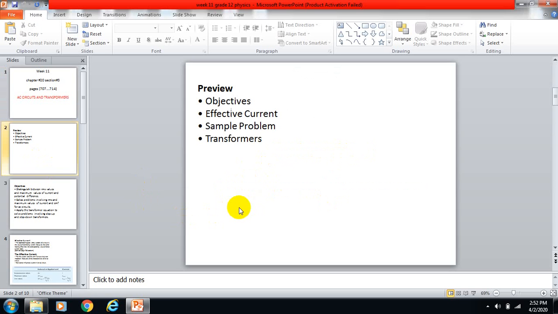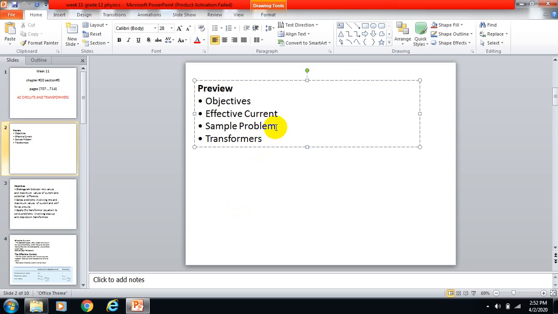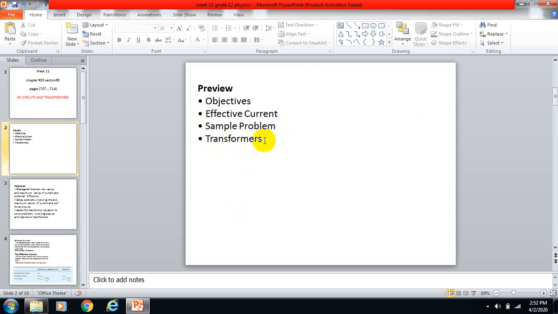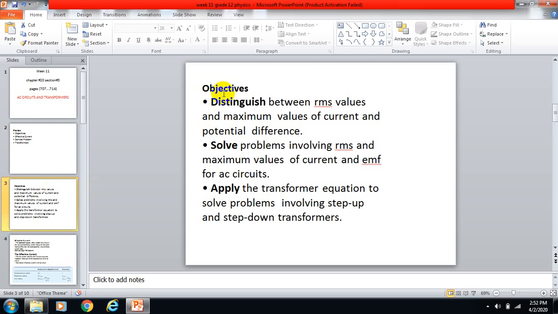We will cover the objectives regarding AC circuits and transformers, then the effective currents, then we have a sample problem in the book. You will have to study that by yourself and practice on them. Then we will come to the main topic, which is the transformer. Okay, look at the objectives.